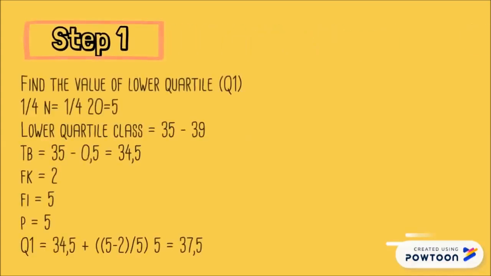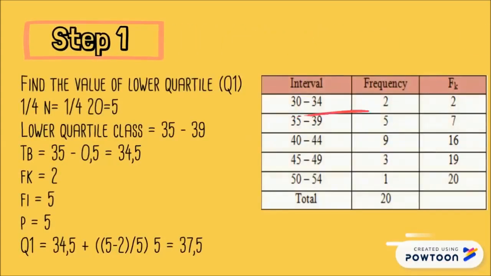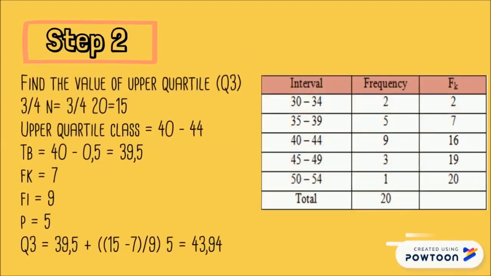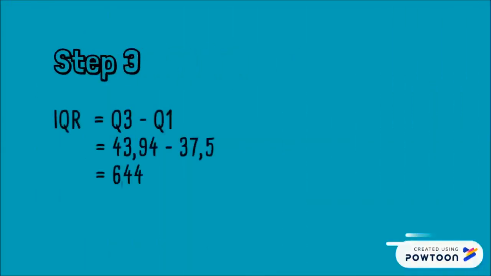Step 1. Find the value of the lower quartile. Lower quartile is equal to 37.5. Step 2. Find the value of the upper quartile. Upper quartile is equal to 43.9. Step 3. IQR is equal to 6.4.